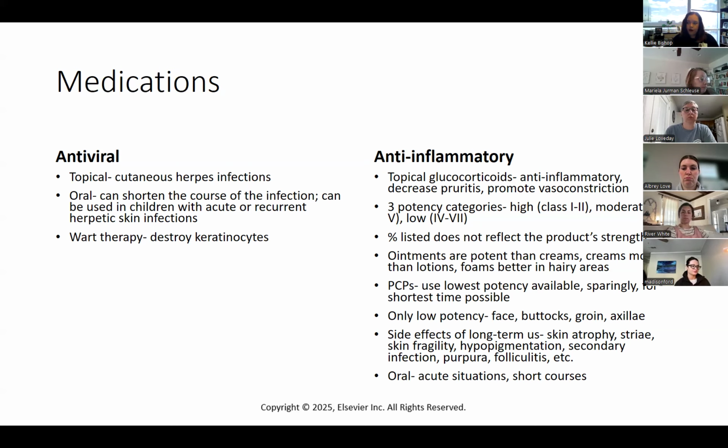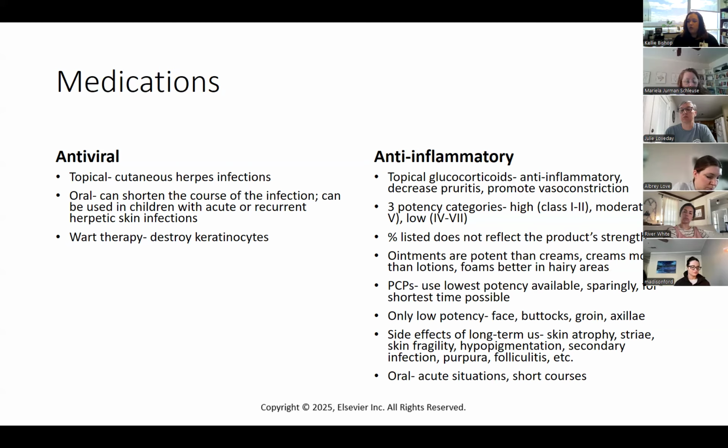Ointments are more potent than creams. Creams are more potent than lotions, but foams tend to work better in hairy areas. The ointments and creams tend to just stick to the hair, but I mean, we still use them frequently. For PCP, so in primary care, we always want to use the lowest potency available, use it sparingly, as short of a time as possible, and have them take breaks, especially if they're doing steroids long term on the skin, and especially if they have darker skin tones because it will discolor the skin over time.